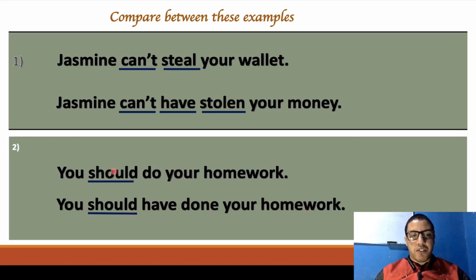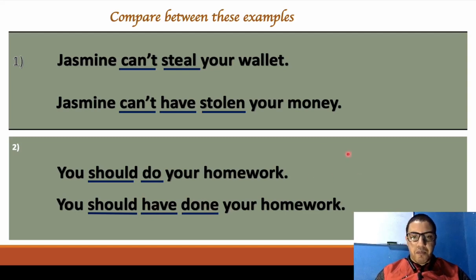So in the first one we have should. Everything is okay here. But after it, we have do. Again, here we have the bare infinitive, this is infinitive without to. But for the second sentence, we have should, plus have, plus done. Have is an auxiliary again, and done is the past participle.